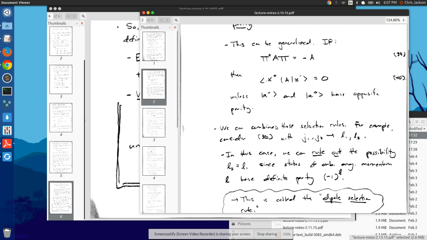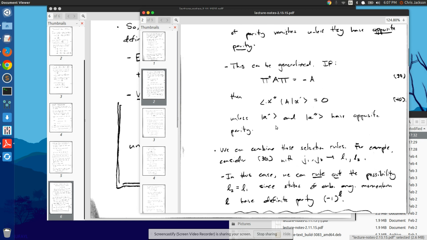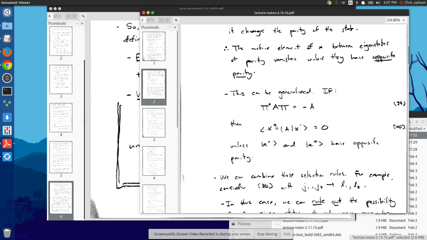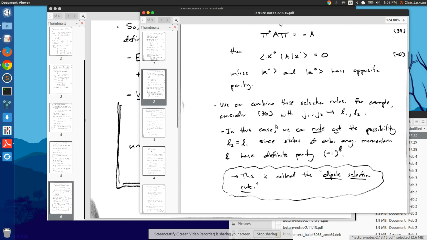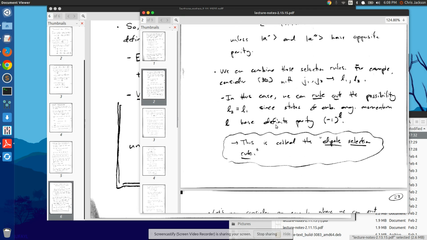Okay, so now we've got two nice little selection rules. One coming from the Wigner-Eckhart theorem, or the addition of angular momentum, and the other coming from this idea of parity. So we can combine these two, and when we combine them, it gives us a tool we can use to quickly rule out certain transitions, or to quickly compute certain transitions.